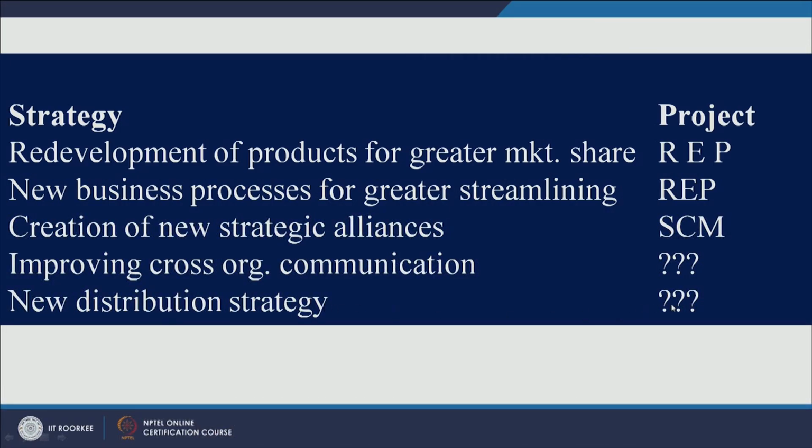Similarly, you can have some other examples as well. For example, creation of a new strategic alliance is what a firm is looking for. To achieve this, the firm can take up a supply chain management project. For example, a new distribution strategy is what the firm is looking for. So, what could be the possible project for this? Yeah, supply chain management can be a project for achieving a new distribution strategy.